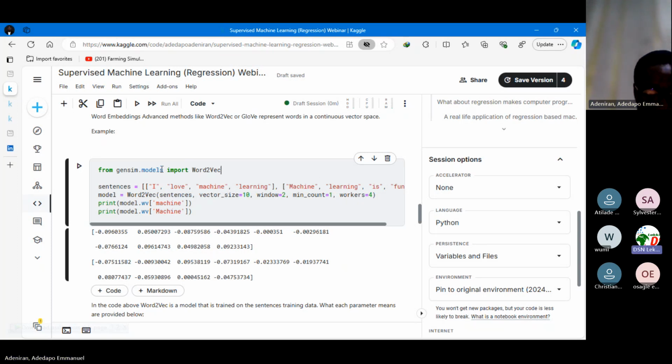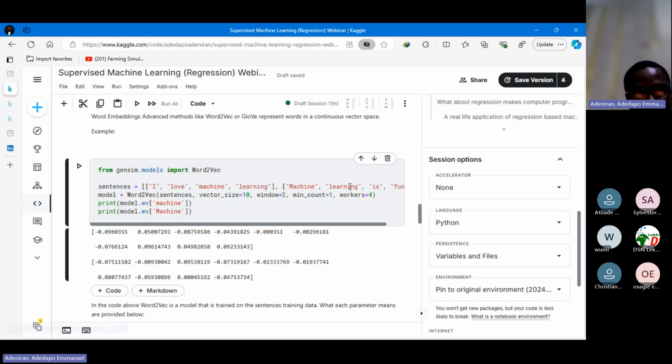So what word2vec is, it's a machine learning model for processing words in datasets, for training different models. It's especially useful for LLMs, large language models. What it does is that it takes a dataset. In this example, the sentences here are the dataset, and it contains two sentences: I love machine learning, and machine learning is fun. This is a very small dataset.